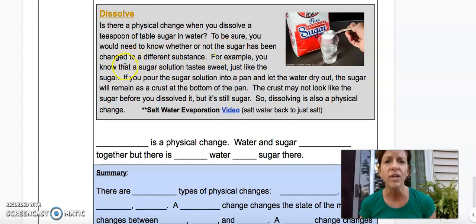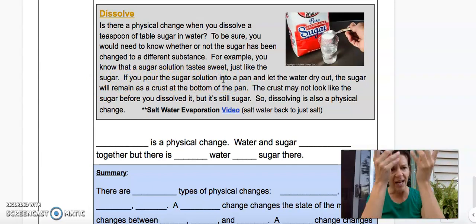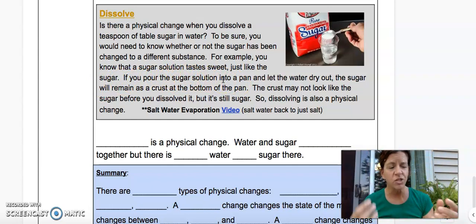For example, you know that a sugar solution tastes sweet, just like the sugar. If you pour the sugar solution into a pan and let the water dry out or evaporate, the sugar is going to remain on the bottom like a crust on the bottom of the pan. The crust might not look like the sugar before you dissolved it, all the powder, but it's still sugar. So dissolving is a physical change.